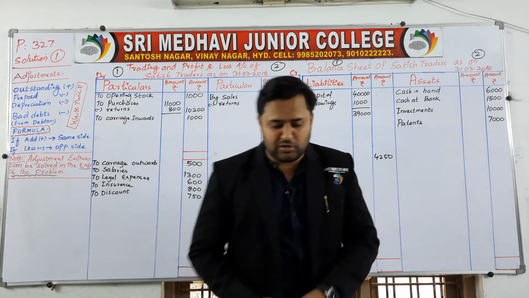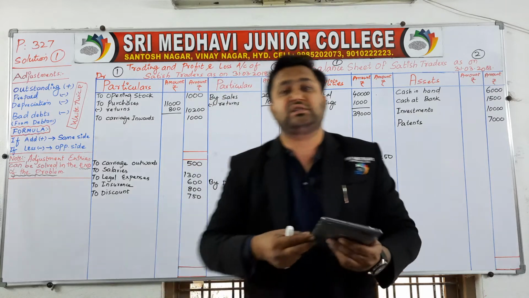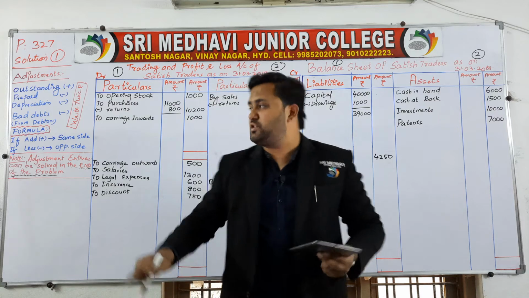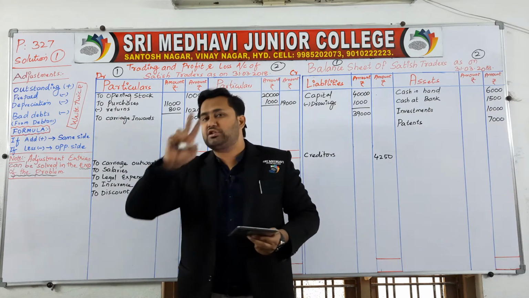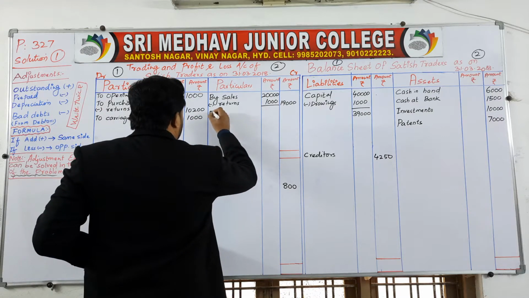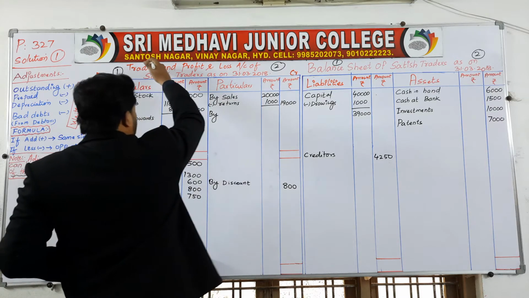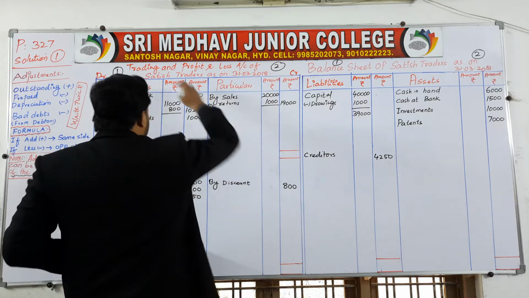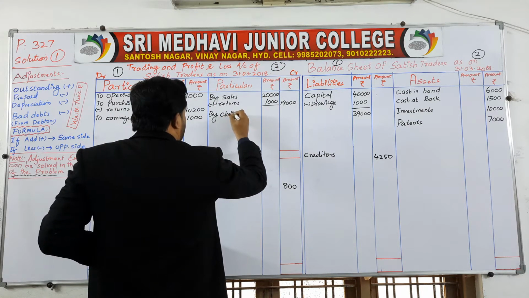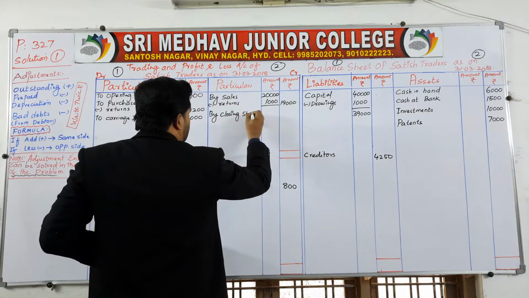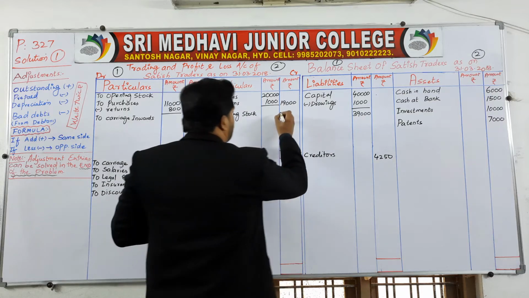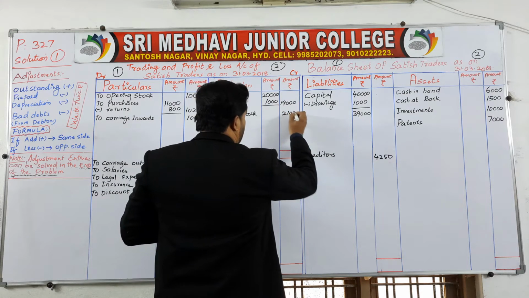Let us see how to solve adjustment entries. The first adjustment entry is closing stock. Closing stock appears 2 times. Every adjustment entry appears twice. First you have to write closing stock here on the trading account credit side: by closing stock, 2,100.